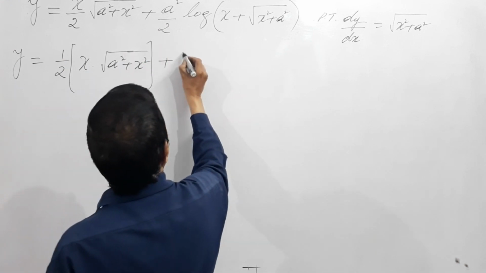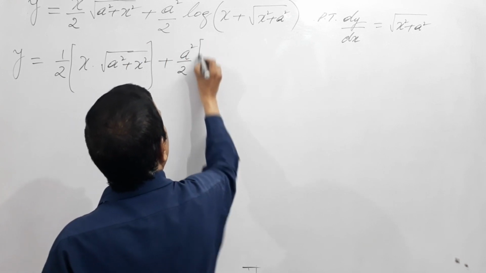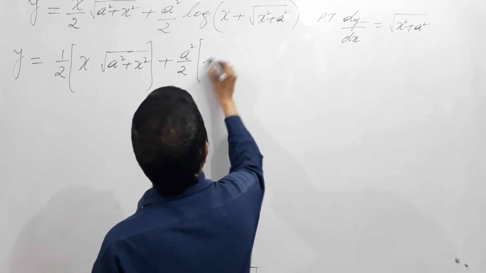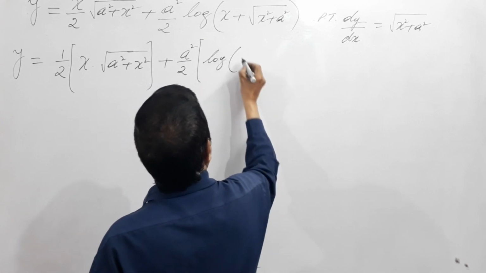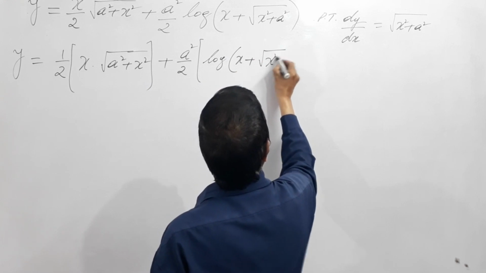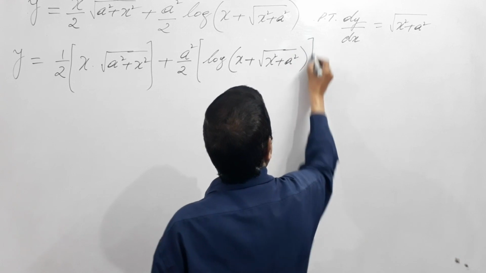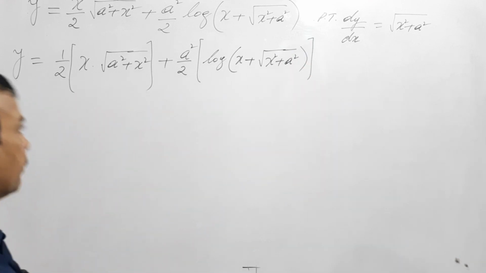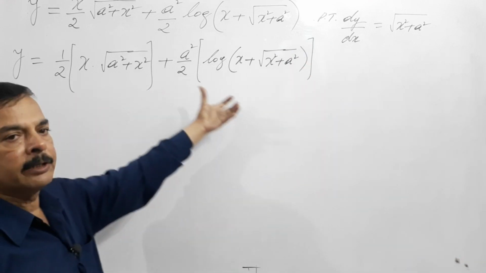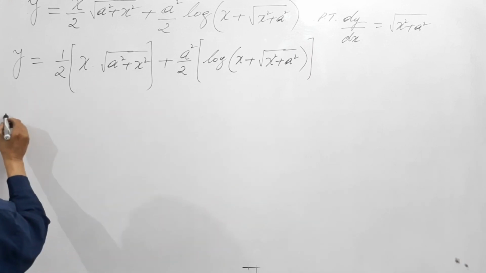Plus, what I will do, this a square by 2 I will take outside, and this is log of x plus under the root x square plus a square. So this problem I have simplified and I made it easy for you. Now we will differentiate this.